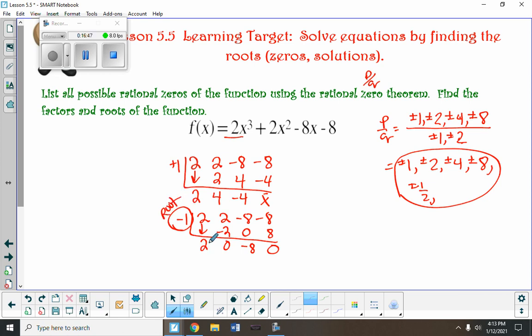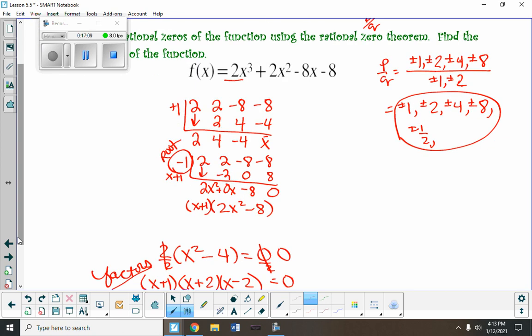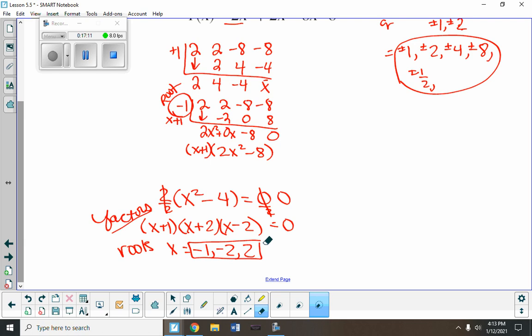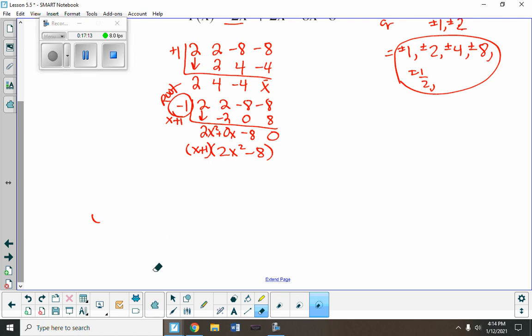So if this is 2x to the third, if you were doing long division, this would be 2x squared plus 0x minus 8. So 2x squared minus 8 is what the next factor is. So if this is an x minus 1, that was an x plus 1. Okay, so those are your factors. Whoops, and I have some left over here. Let me just erase. Now, this can be factored if we set these equal to 0.